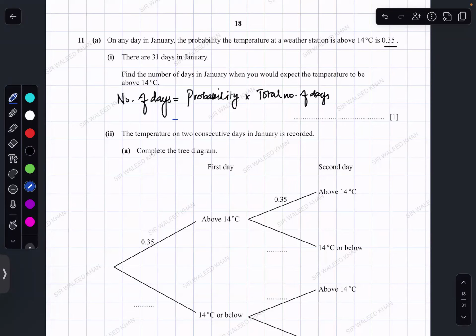So that should be 0.35 times 31. It is expected to be raining how much? 10.85. So both the answers are correct. Those who are writing 10 or 11 in the marking scheme, they have marked it correct.